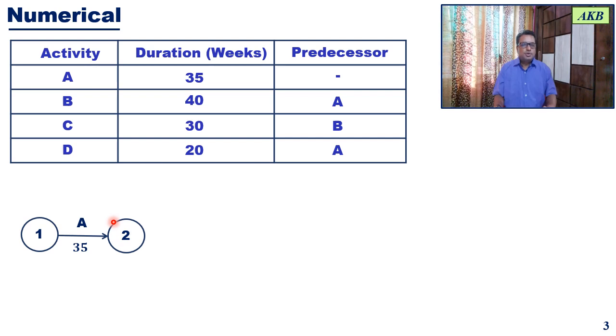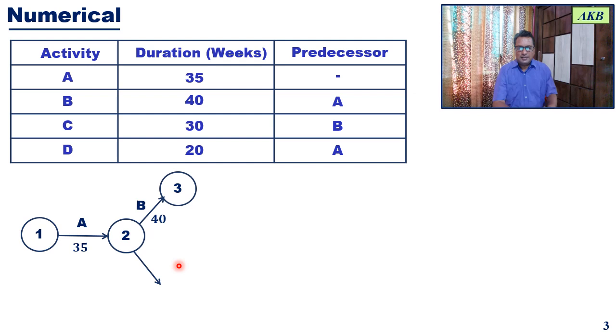Event 2 will be the burst event from which two activities will be emerging. Which are those two activities? One is activity B and the other one is activity D. Okay. So first thing is activity B will start. It will proceed for 40 weeks and it will get completed at event 3.